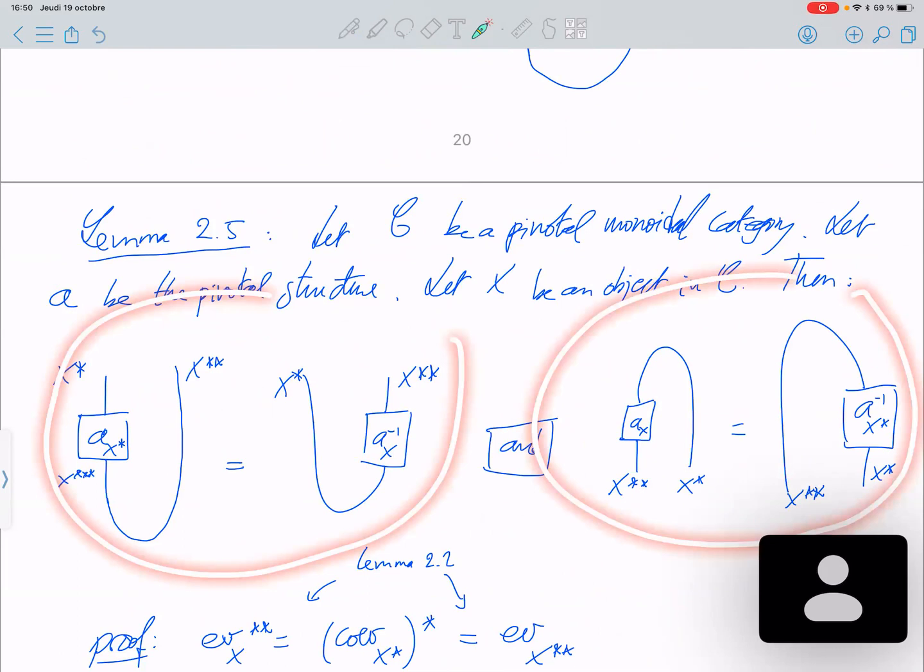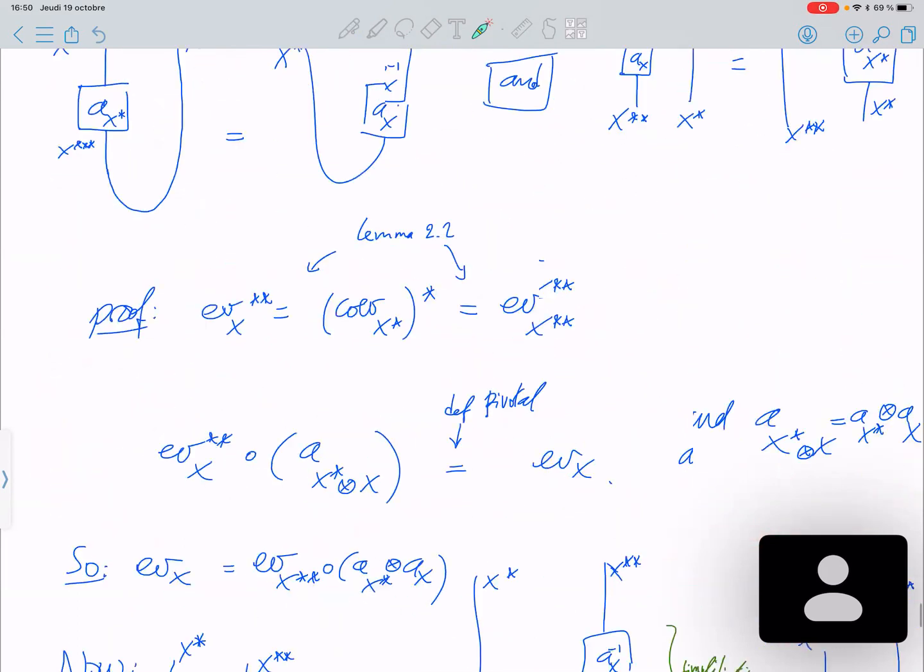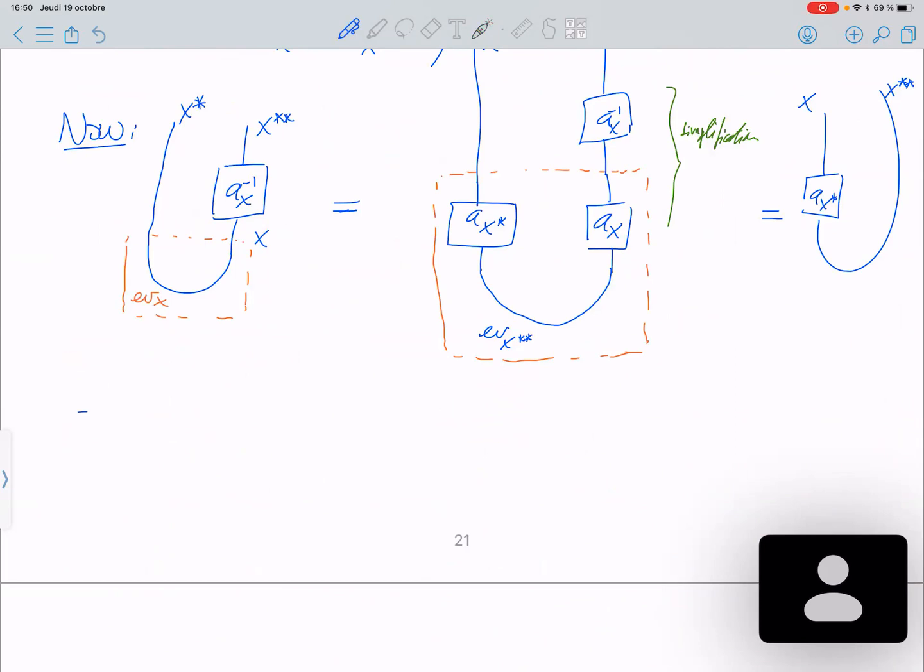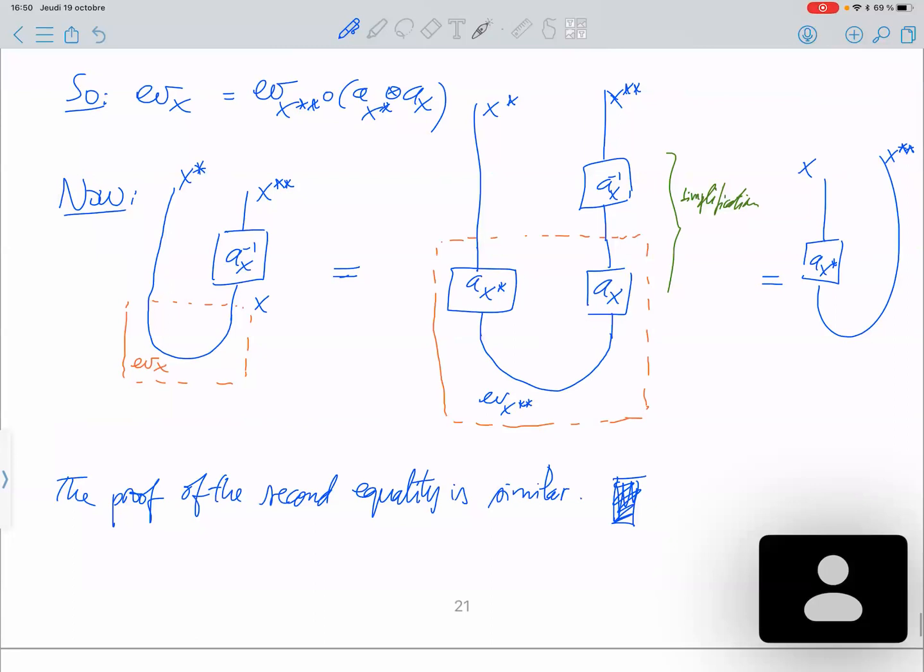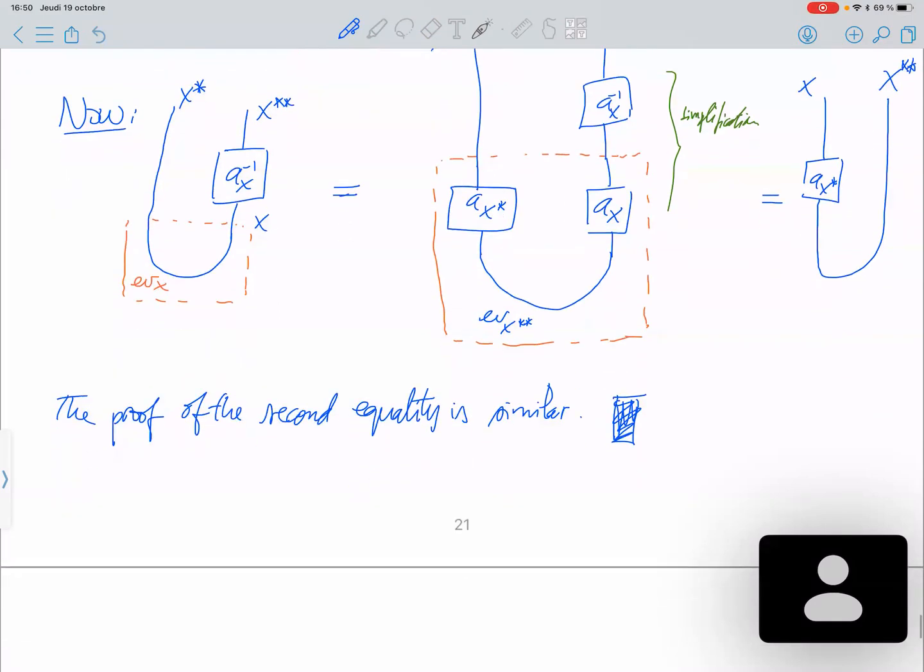Of course, the other one is the same. The proof is similar. So the proof of the second equality is similar. Okay. So this is not very beautiful. Okay, that's better. Okay.